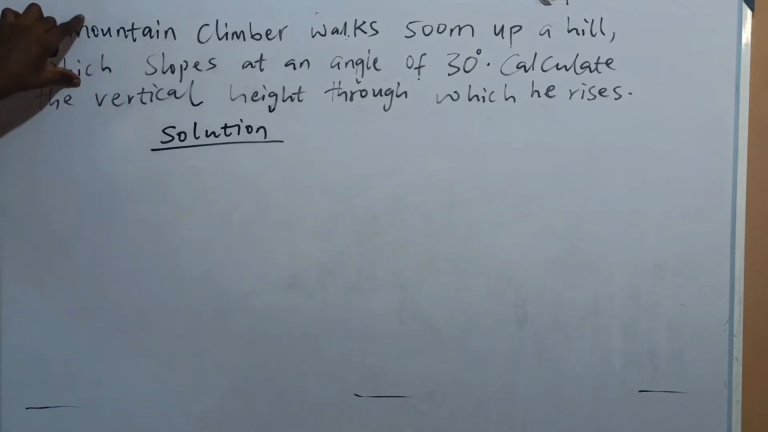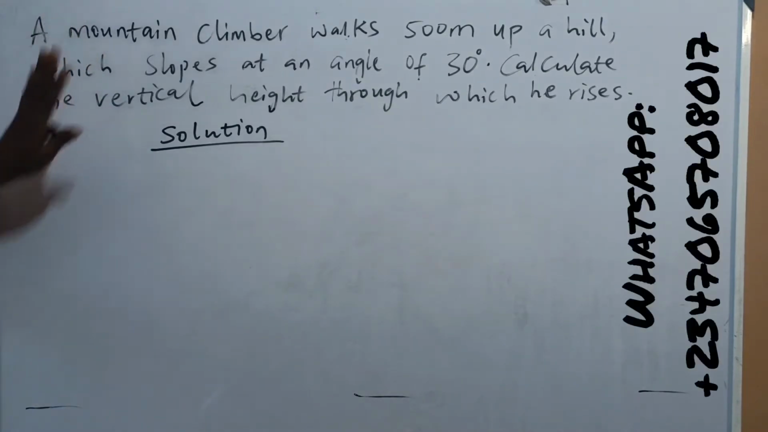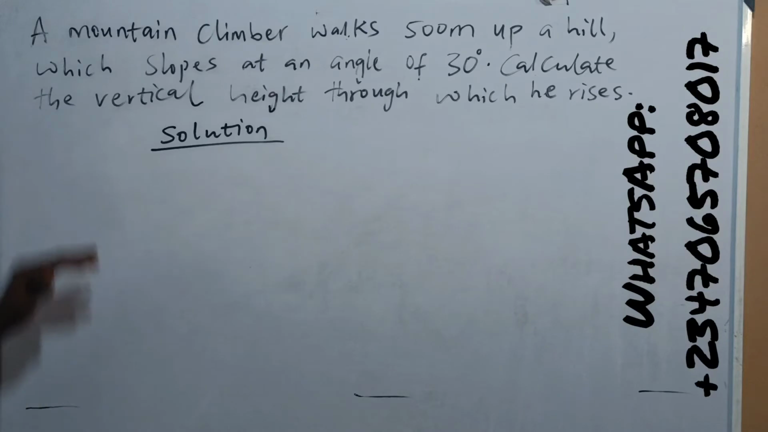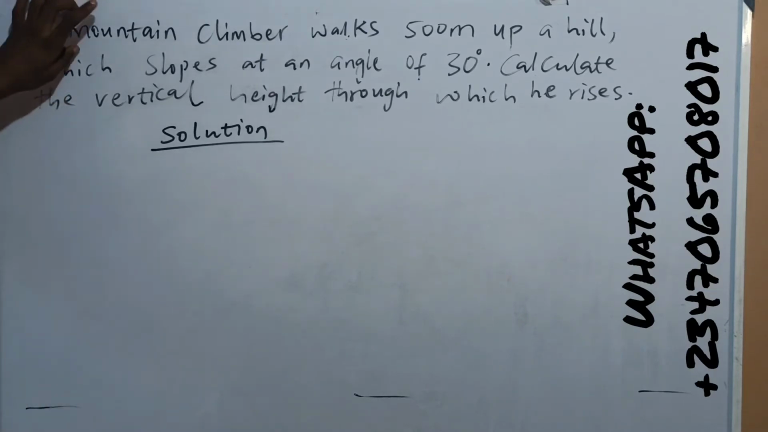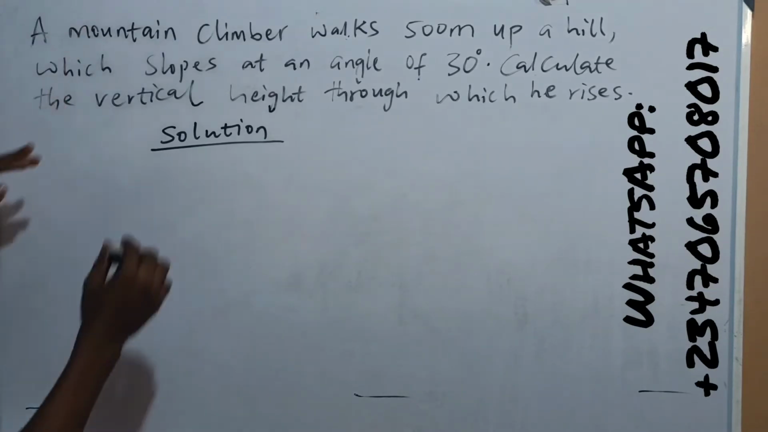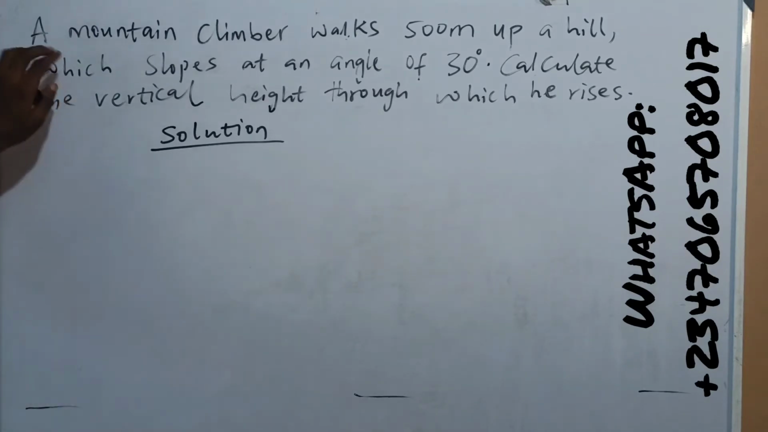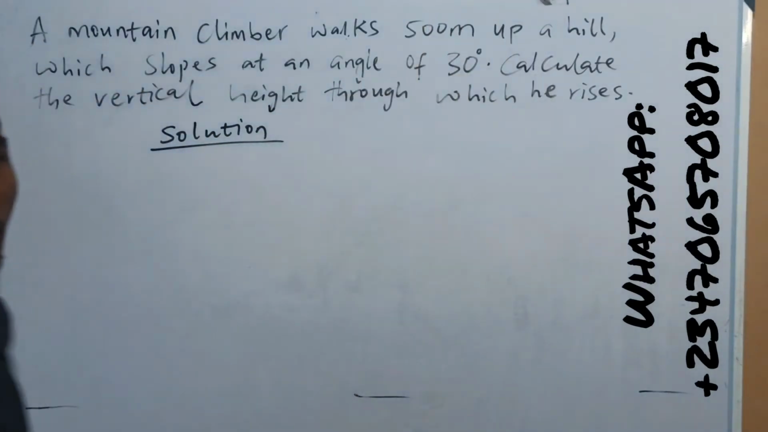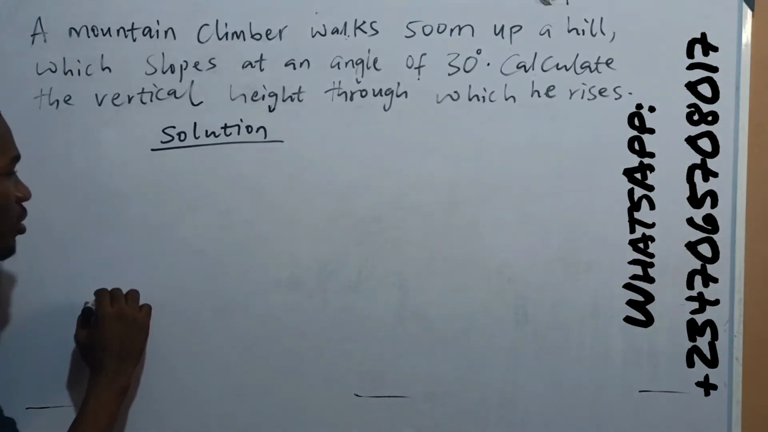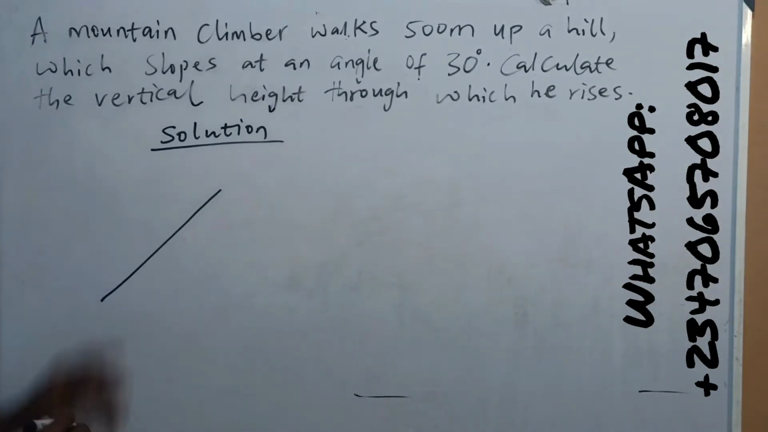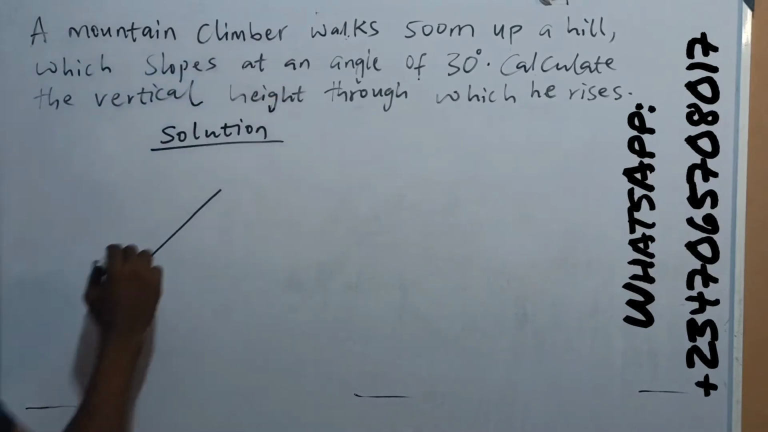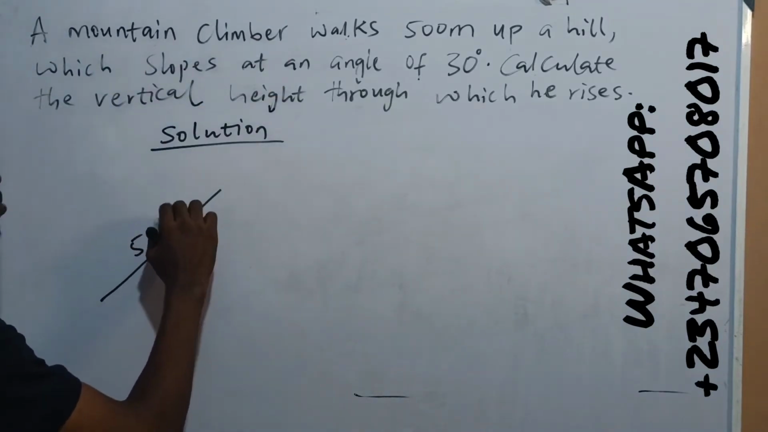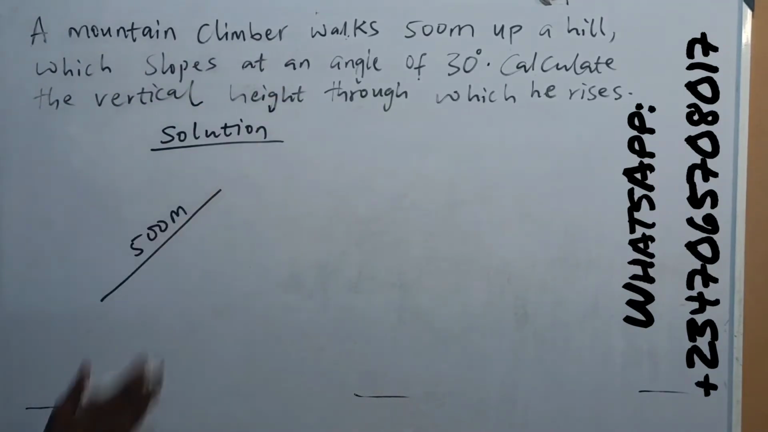For us to solve this given question, we have to put it in a diagram. And for us to put it in a diagram, there is need for us to read the question once again and then we draw the diagram. The question says a mountain climber walks 500 meters up a hill. So assuming this is the hill the man walked, we are told that the man walks a distance of 500 meters up a given hill.